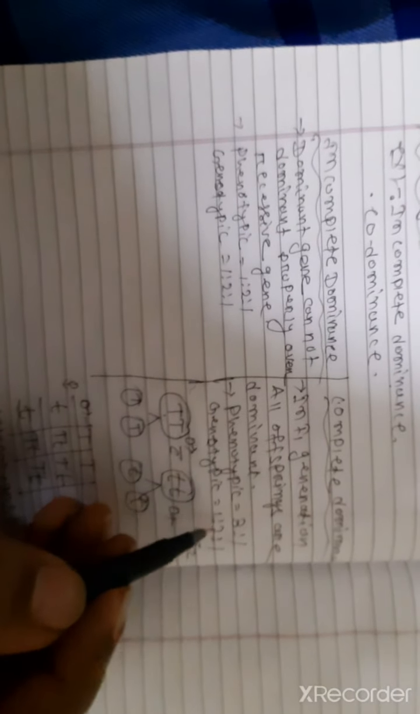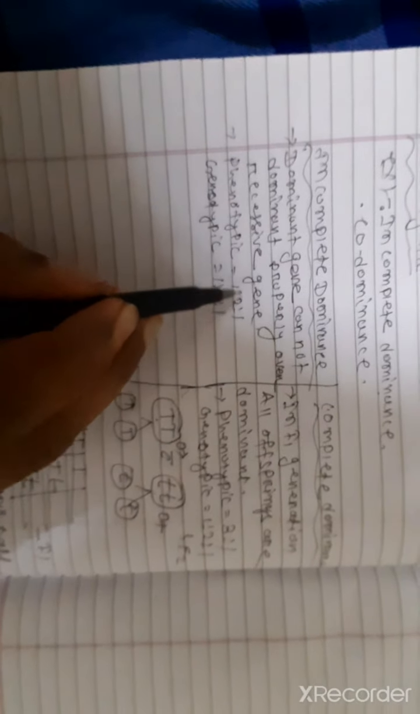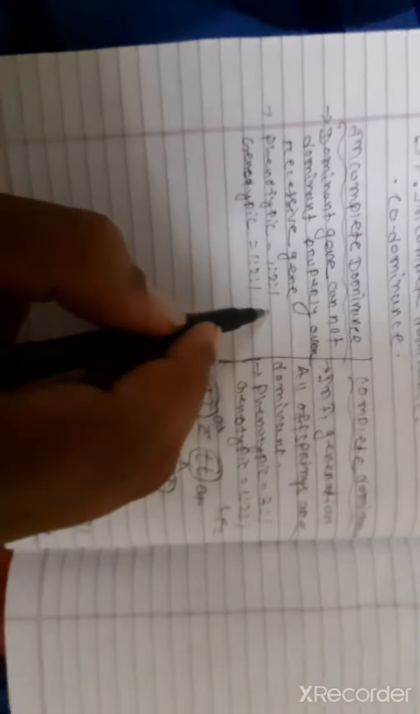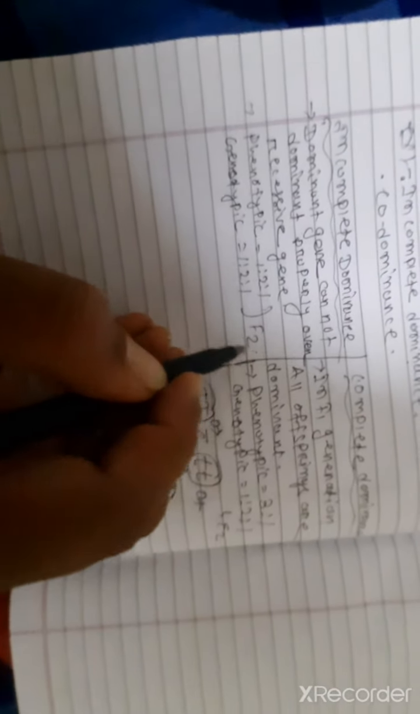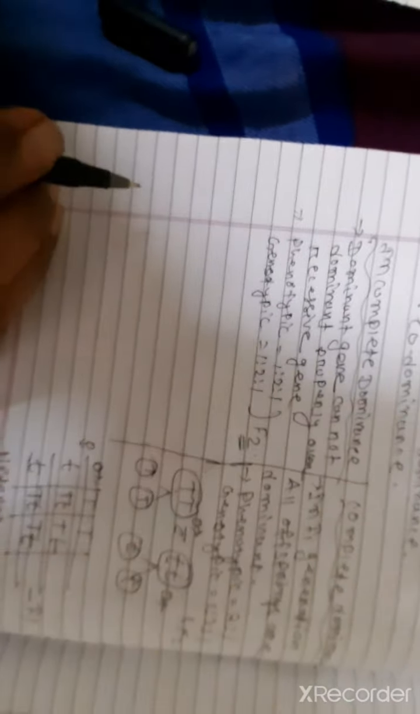In F2 generation, phenotypic ratio is 3:1. Genotype is 1:2:1. But here, the phenotypic ratio is 1:2:1. Genotypic ratio is also 1:2:1 in F2 generation. Is that clear to all? That means here in incomplete dominance, both phenotypic and genotypic ratio is same. Let us have a look.